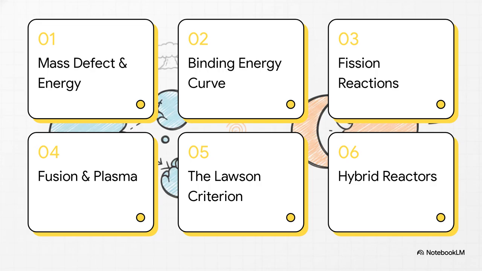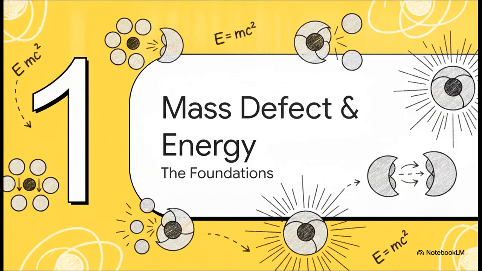Here is our high-yield roadmap for today. We'll quickly move through mass defect and energy, hit the binding energy curve, break down fission and chain reactions, and then heat things up with fusion and plasma physics. Finally, we'll wrap up with the Lawson criterion and the cutting-edge world of fusion-fission hybrids. All right, Section 1, Mass Defect and Energy, the foundations.